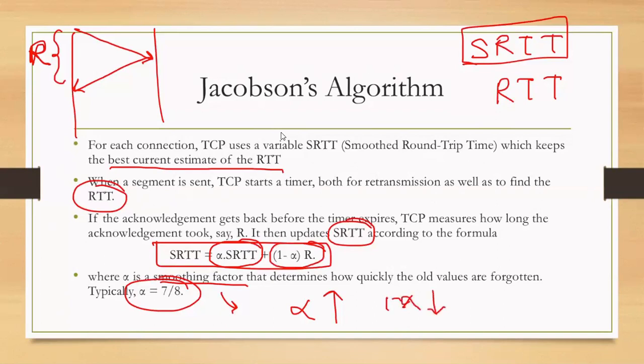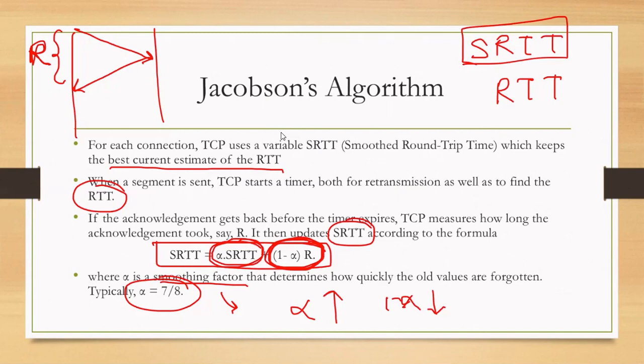1 minus alpha will be low. So I'm giving a low weightage to the currently recorded RTT. Okay. So a higher value of alpha will make the SRTT give more weightage to the old value of SRTT. So it will forget the previous value slowly.